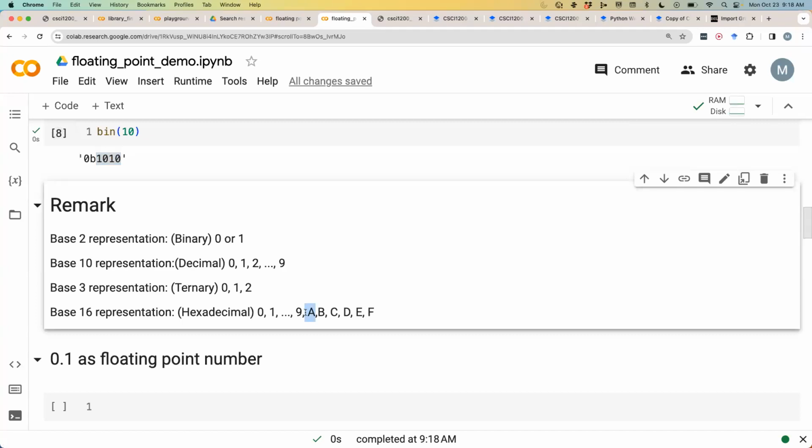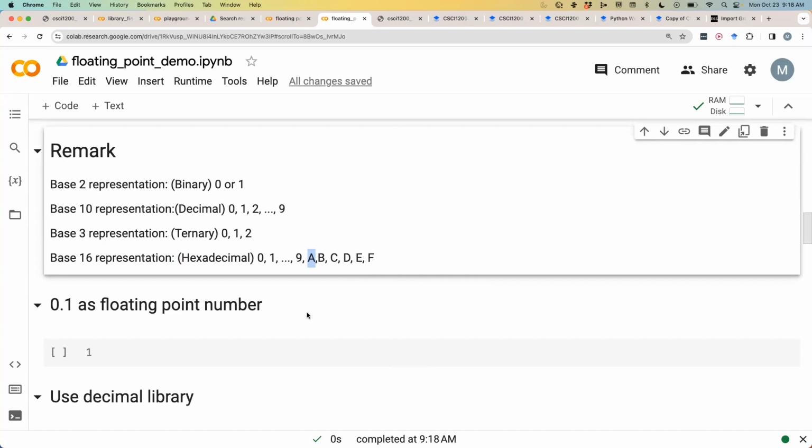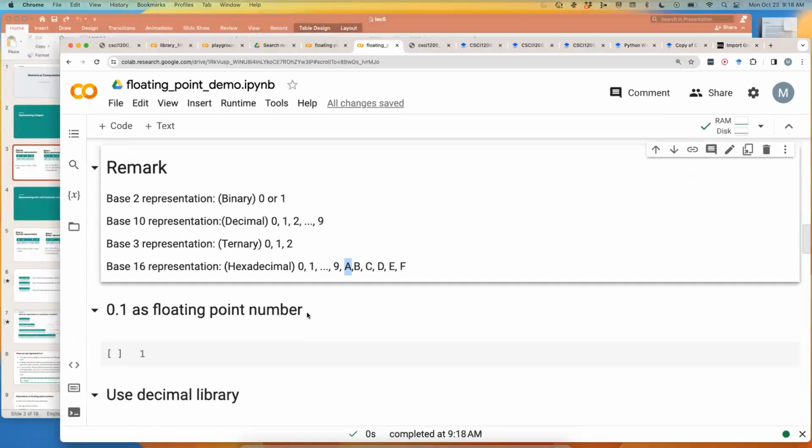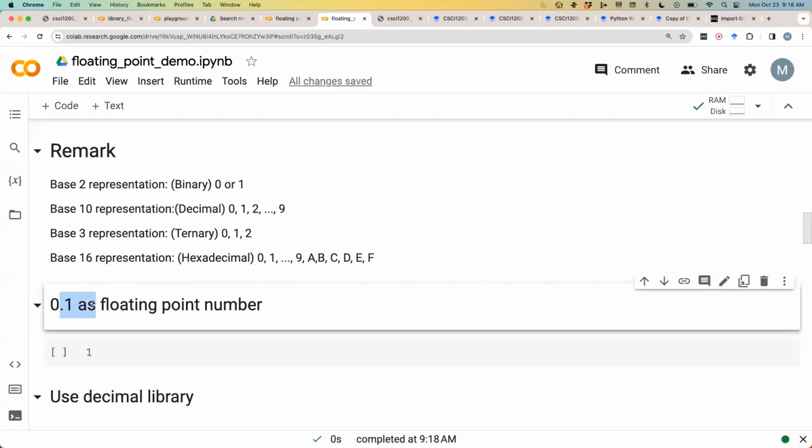All right. So the idea is that if you have a long string, you might want to change it to base 16 representation, just like your IP address or your color encoding, so that you don't have a lot of zeros and ones. Rather, you can represent it as an alphabet where A represents 10, B represents 11, and so on. Okay. Now, we'll talk about how integers are represented in base 2. Let's look at how 0.1 is represented as a floating point number.